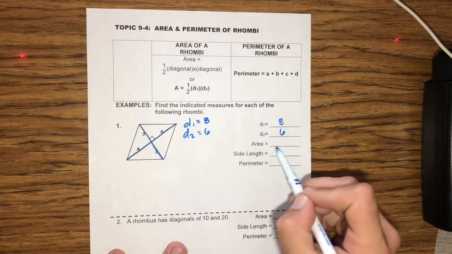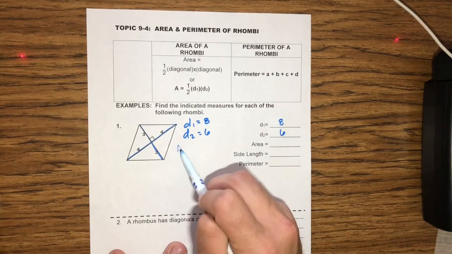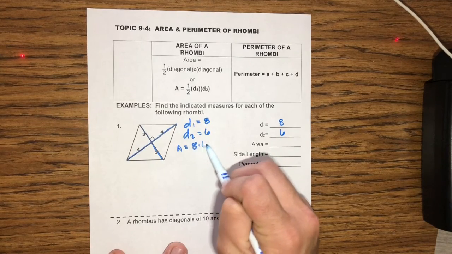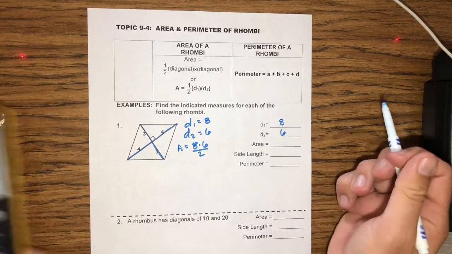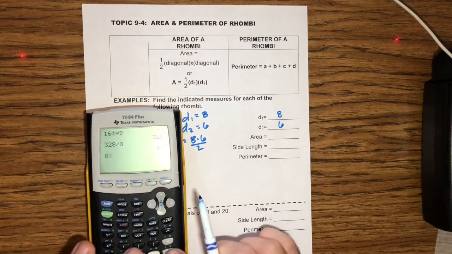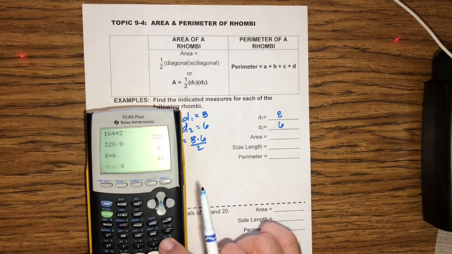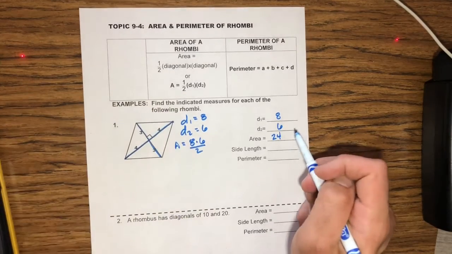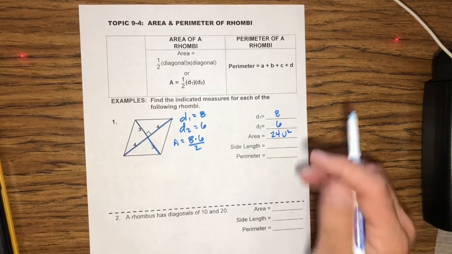Now, if I want to find the area, I'm going to just use that formula that's right there. I'm going to say area for a rhombus is going to be 8 times 6 divided by 2. 8 times 6 divided by 2 is 24 units squared. So there you go.